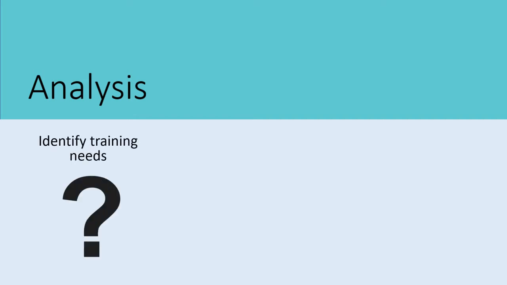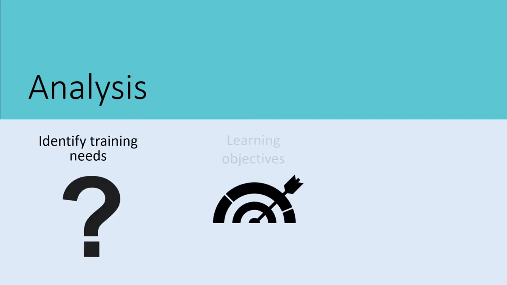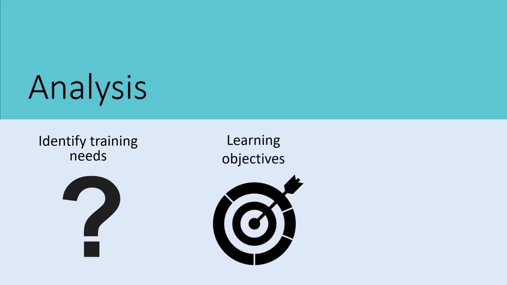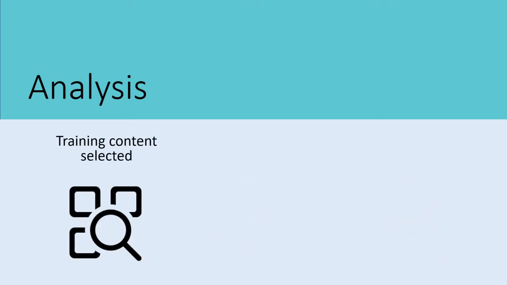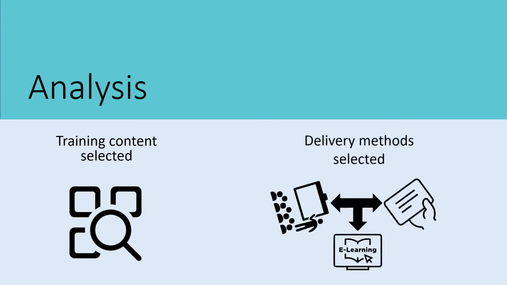Instructional designers identify the training needs. Learning objectives are created that address the needs. They define who their audience is to which the instruction will be targeting. The training content is selected that will help the target audience achieve the learning objectives. The most appropriate delivery methods are then selected.